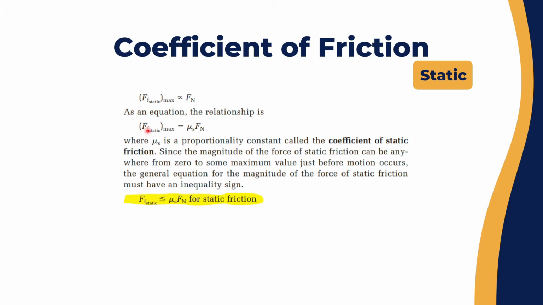So if you want to find the maximum static friction force, it would equal mu, that's what we call the coefficient of static friction, multiplied by the normal force. Since the magnitude of the force of static friction can be anywhere between 0 and the maximum value just before the motion occurs, the general equation must have an inequality sign. In this case, the force of static friction should be less than or equal to the coefficient of static friction multiplied by the normal force. As we mentioned, the maximum can be represented as F static friction equals mu static multiplied by the normal force.